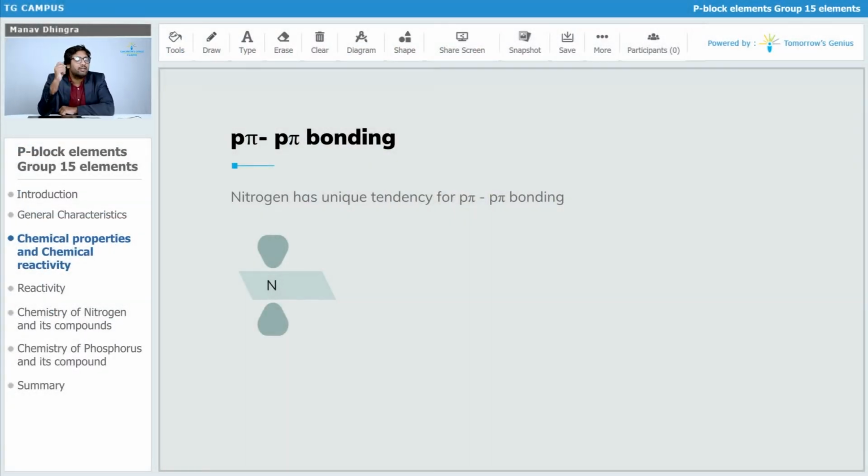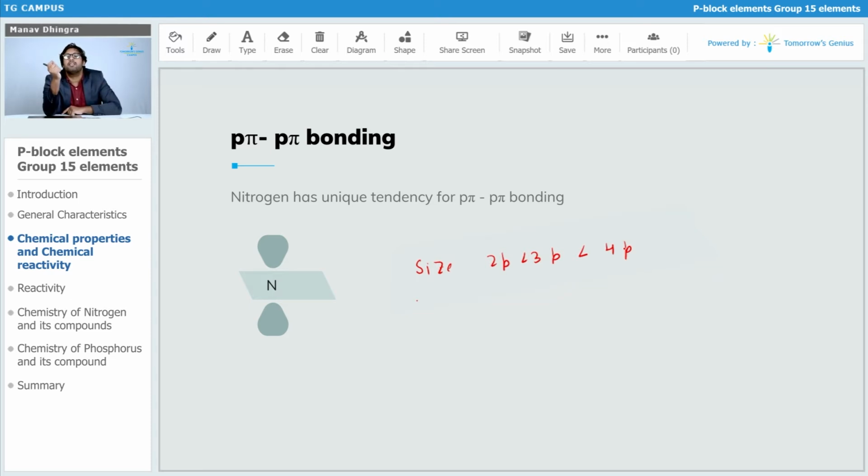Let's see. The reason lies in the p-pi bonding. Going down the group, you people know what happens. The size of the p orbitals will increase. The size of 2p is less than that of 3p, which is less than that of 4p. If the size of orbitals increases, what will happen? The overlap between these orbitals will decrease. That is why, when you go down the group, the tendency to form multiple bonds decreases, right?